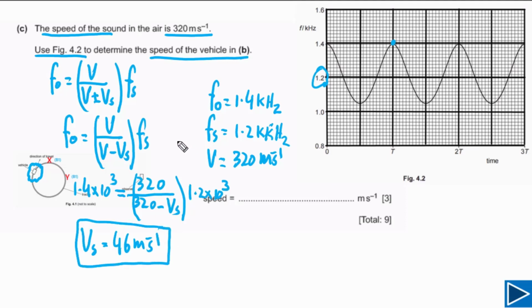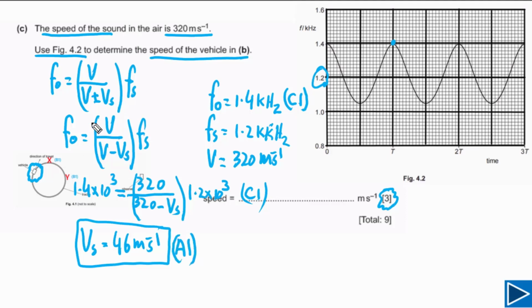This question has 3 marks. The first mark you will get if you are using the maximum observed frequency or the minimum observed frequency. The second mark is if you are using the right Doppler effect equation, when the source is approaching or when the source is moving away. And the final mark is the answer mark. You will get this mark if you got the right answer.